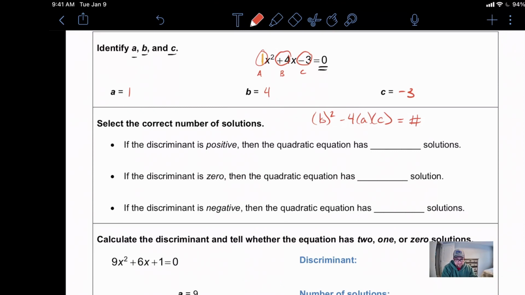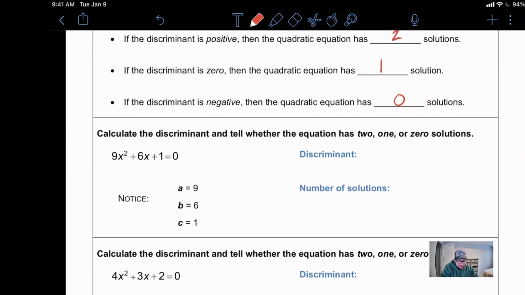Depending on what kind of number it is, it's going to tell us how many solutions we're going to have. If the discriminant ends up being a positive number, then we are going to have 2 solutions. If the discriminant is equal to 0, which will happen as well, then the quadratic equation is said to have 1 solution. And finally, if the discriminant is negative, if you get a negative value, then the quadratic equation has 0 solutions. So those are our 3 different options, 2, 1, and 0, and you just need to know which one gives you which answer.